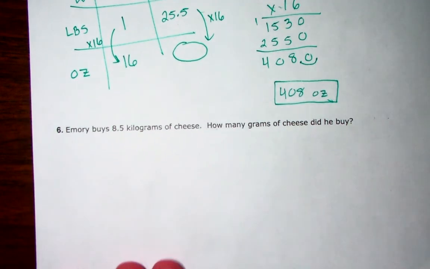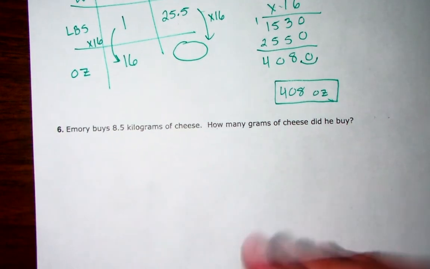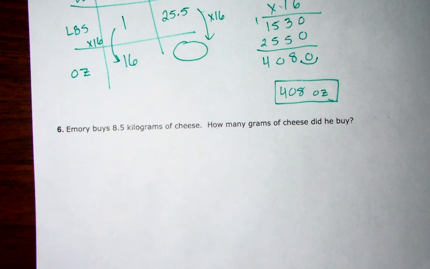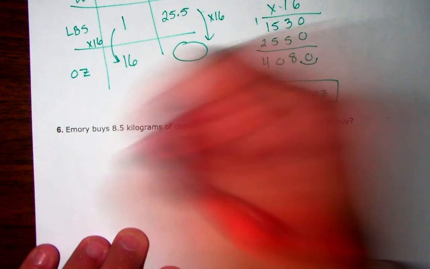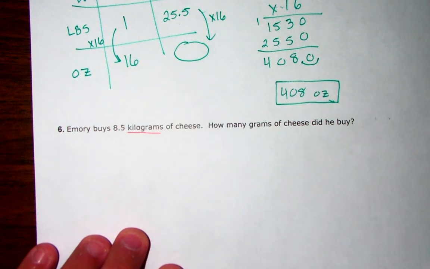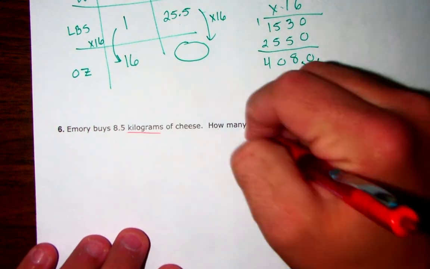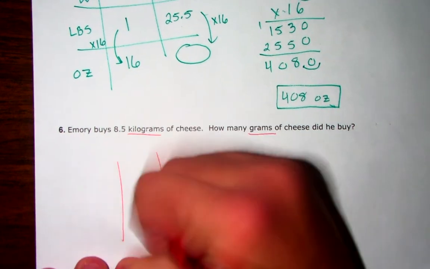Alright, let's look at the last one. Emery buys 8.5 kilograms of cheese. How many grams of cheese did she buy? Hopefully it's not stinky cheese. No one got that. Alright, so here we go. We are comparing kilograms to grams.